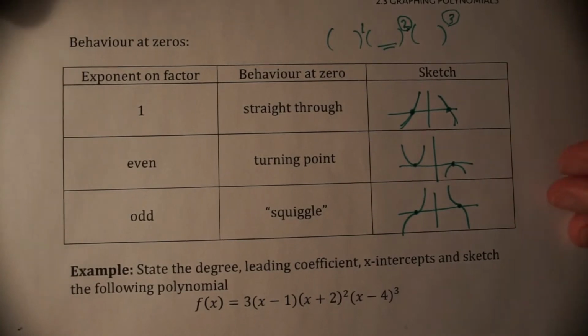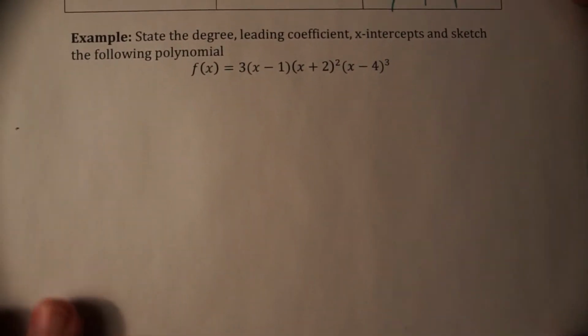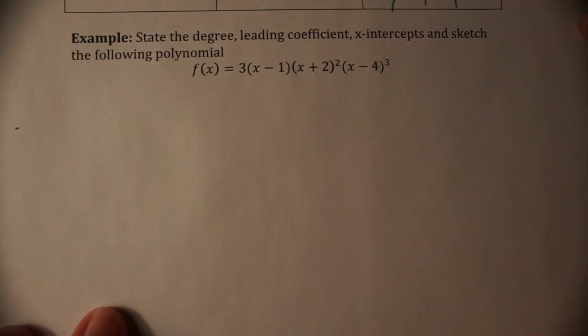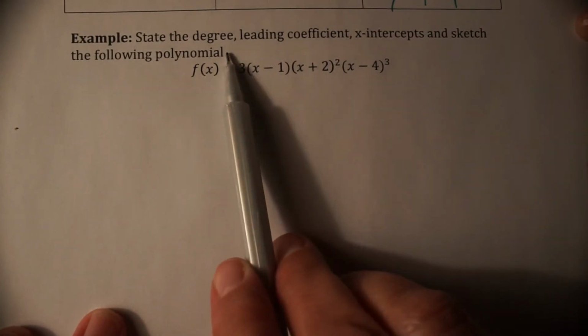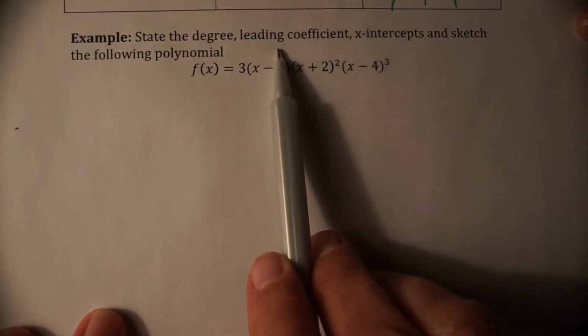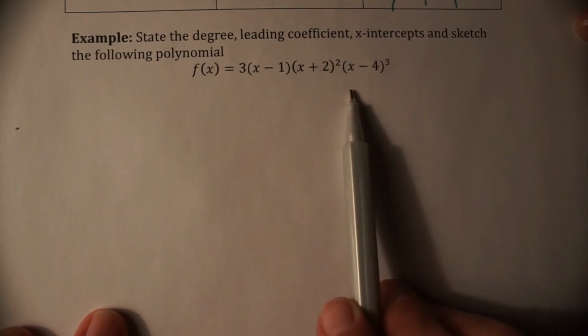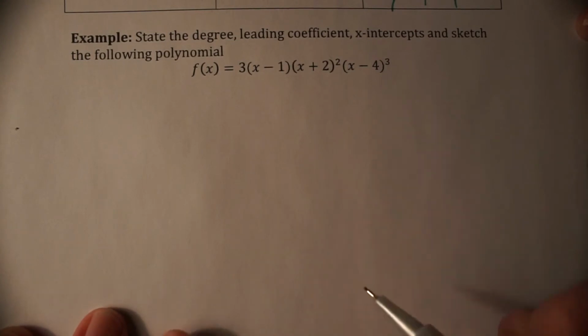So let's take a look. Let's move the sheet ahead a little bit here and examine this example. We have a polynomial function in factored form, and it says state the degree. That's easy, we've done that already. Leading coefficient, that's also easy. X-intercepts, well, in factored form, that is easy. And then sketch. Okay, let's see if we can do that.